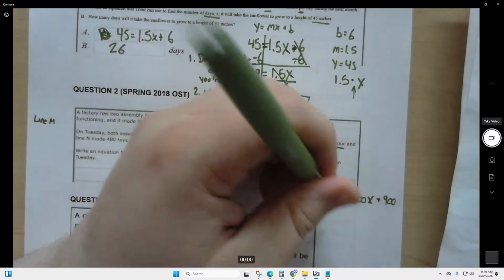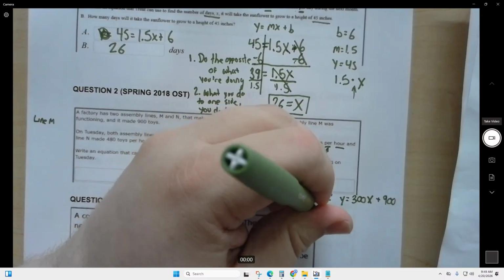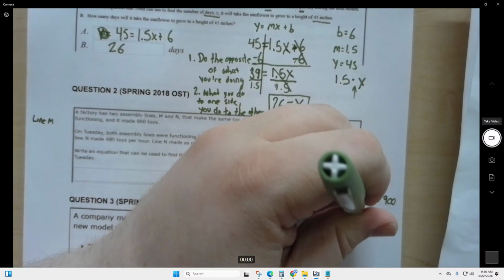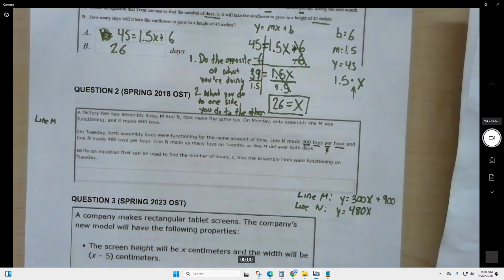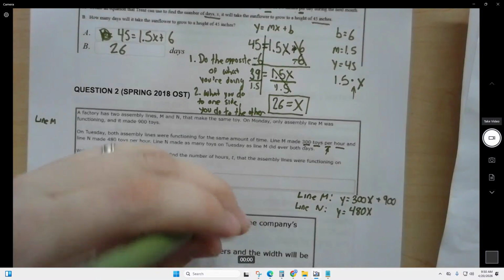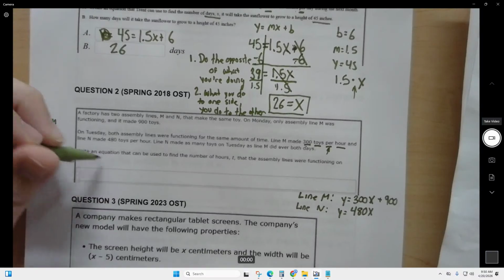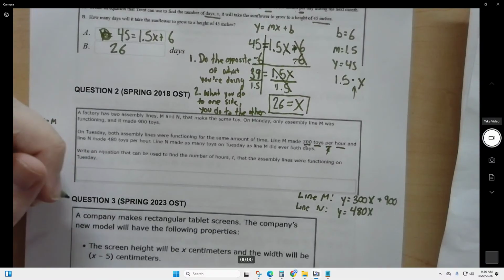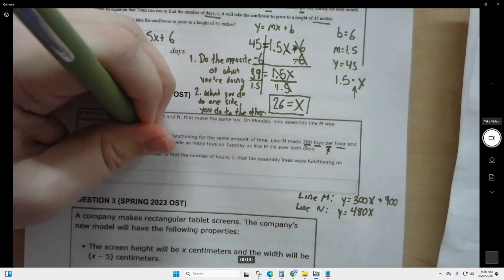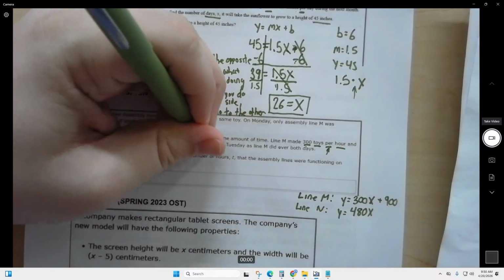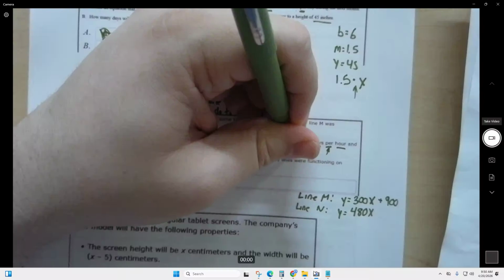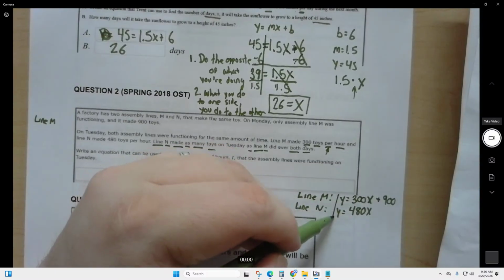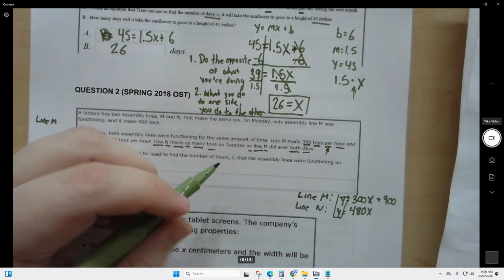Now, line N didn't make anything on Monday. However, it makes toys at a faster rate of 480 per hour. Okay. So now it says you need to write an equation that can be used to find the number of hours T that the assembly lines were functioning. Well, if they made the same amount, line N made as many toys as line M did on both days. Okay? That means that the amount of toys that they made, these Y's, will be equal.